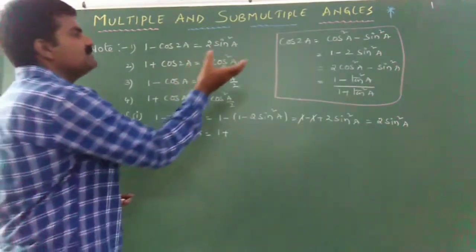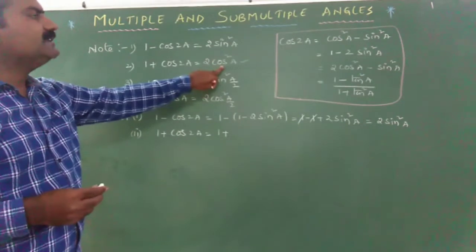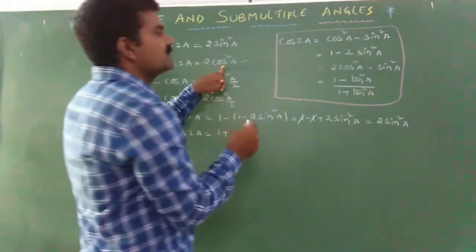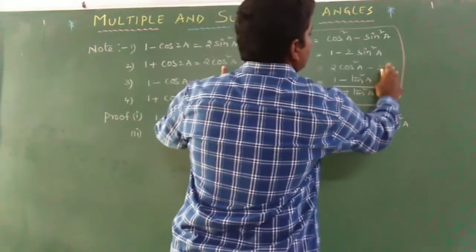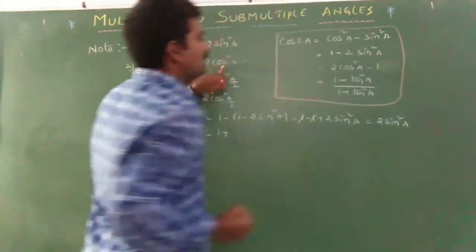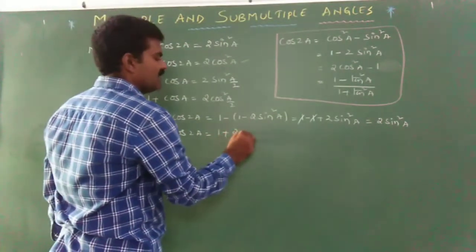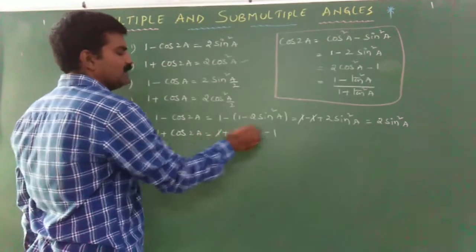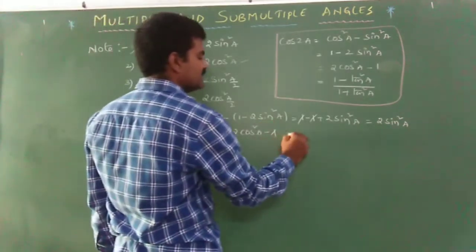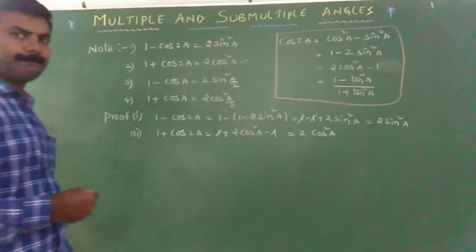Now using these formulas we are going to derive this. Now I want it completely in terms of cos. Hence 2 cos square a minus 1, this is the formula which I am going to use now. So here I can write it as 2 cos square a minus 1. Then plus 1 and minus 1 gets cancelled, which is equals to 2 cos square a.